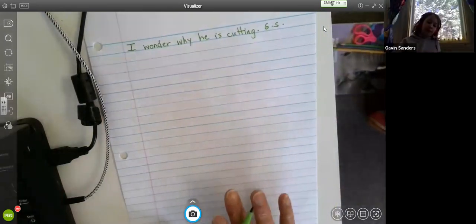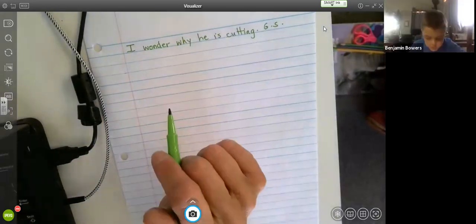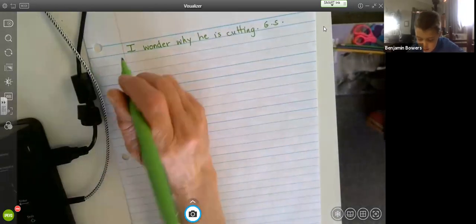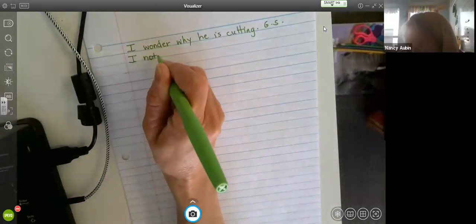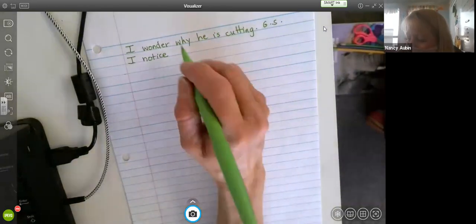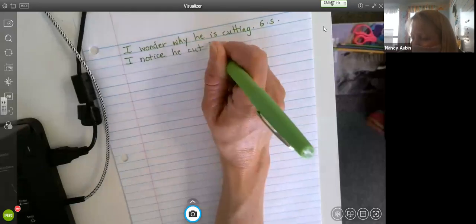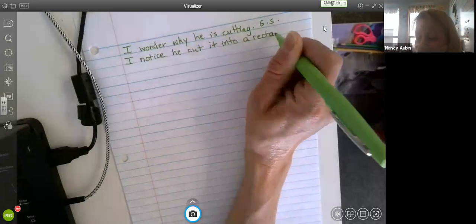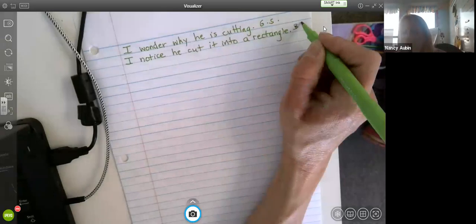Ben. What I wrote down, I noticed he cut it into a rectangle. Ooh, that's definitely using your math brain, Ben. I noticed he cut it into a rectangle. That's something we really need to know to do this today. So Ben, thank you for sharing your thinking.